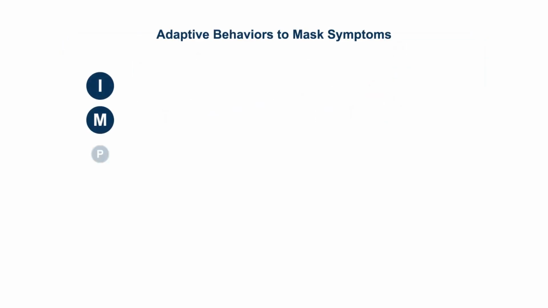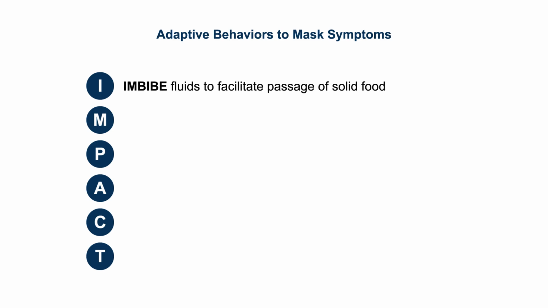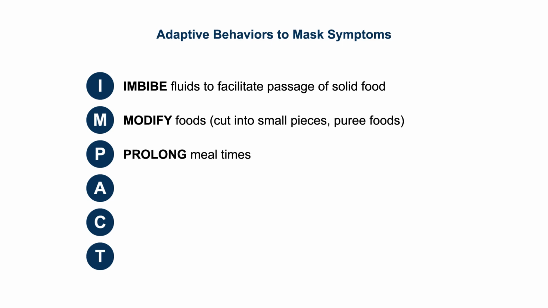One of the helpful acronyms used to remember EOE symptoms is IMPACT, and it can help in determining over time how patients have adapted their behaviors to mask their symptoms of EOE. Oftentimes, they will imbibe or drink fluids to facilitate the passage of solid food. They'll modify their foods, including cutting them into small pieces, pureeing them, or avoiding certain foods that are harder to chew. They prolong their meal times, meaning they have difficulty eating fast and often take a very long time to eat foods.